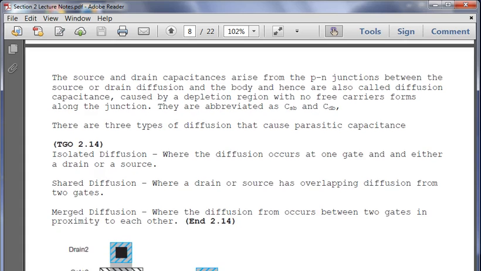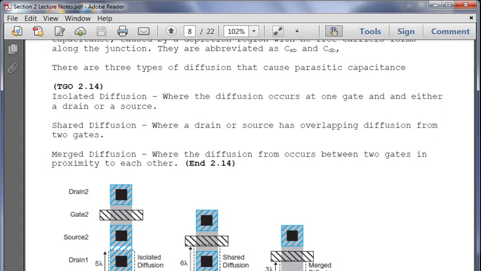So here, isolated diffusion, you just have a contact that happens to be right next to a poly, and you're worried about isolated diffusion here. Shared diffusion, we say we have A and B, and we have a contact in between. This is where shared diffusion can take place, where a drain or source is overlapping diffusion from 2 gates. And then merged diffusion is where you have the 2 polys that just happen to be right next to each other, or you have 2 contacts right next to each other. So isolated diffusion is poly gate there. There's a poly in contact.